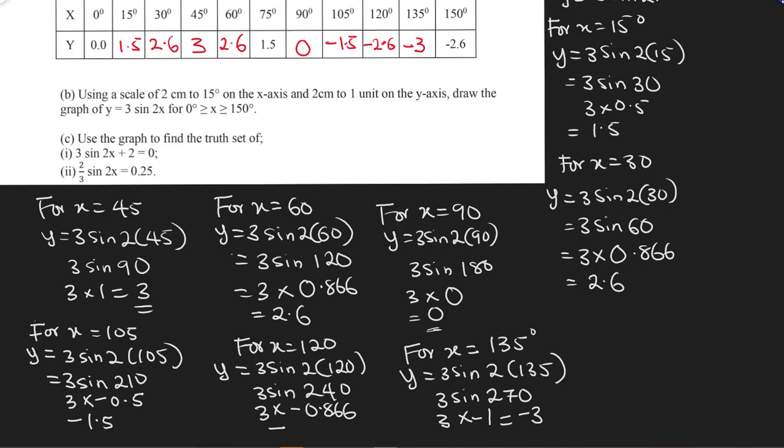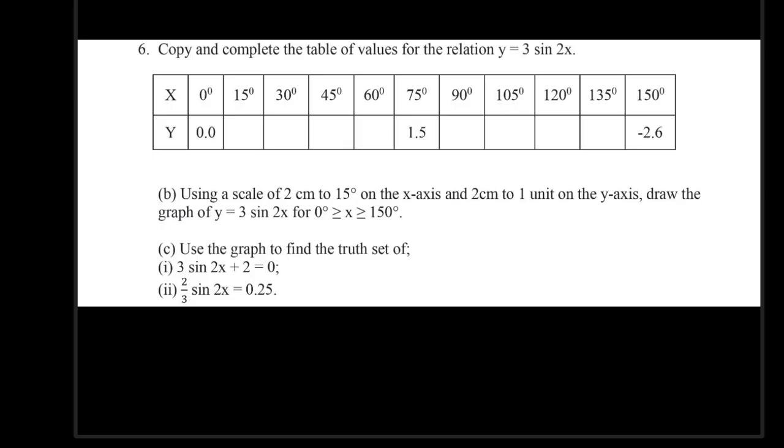Of course, we know that we're going to use this table to answer the B part. Alright, question 6b. The question says, using a scale of 2 centimeters to 15 degrees on the x-axis and 2 centimeters to 1 unit on the y-axis, draw the graph of y equals 3 sine 2x for the value of x ranging from 0 degrees to 150 degrees. Now going back to our solution, as we've solved, we're going to plot the graph.